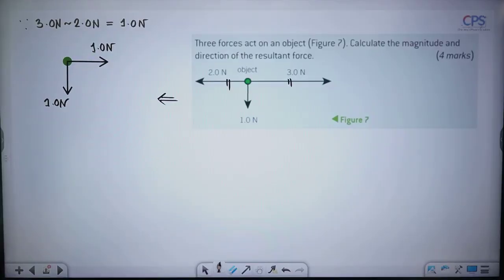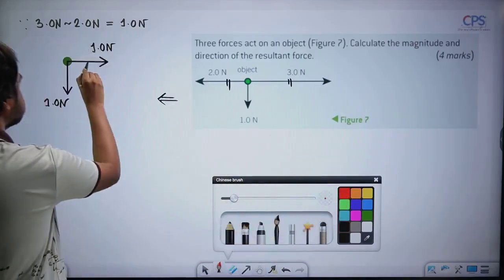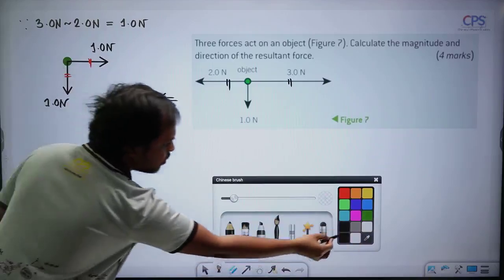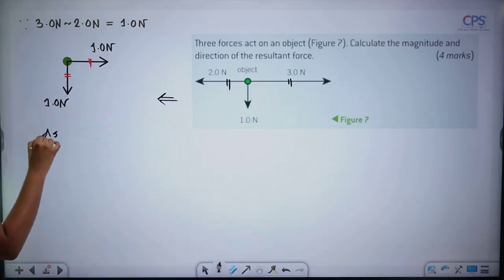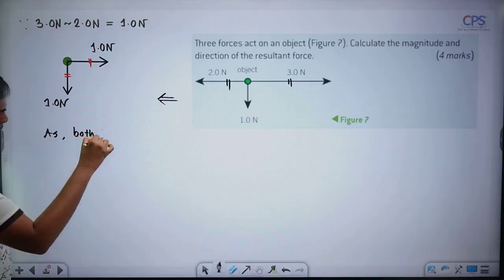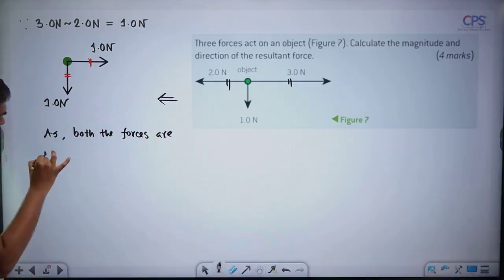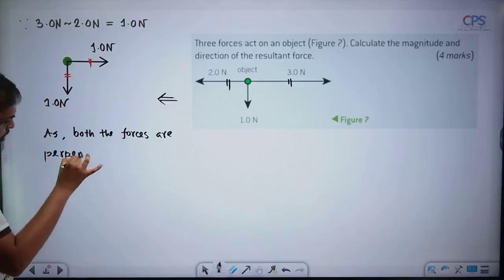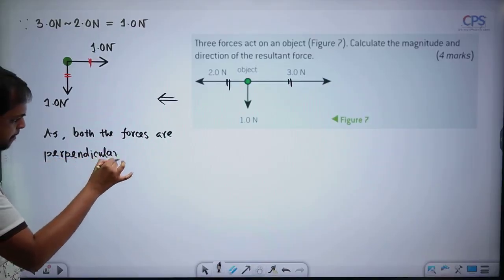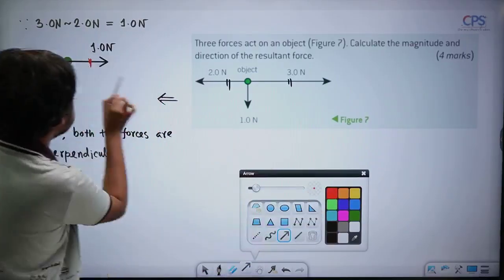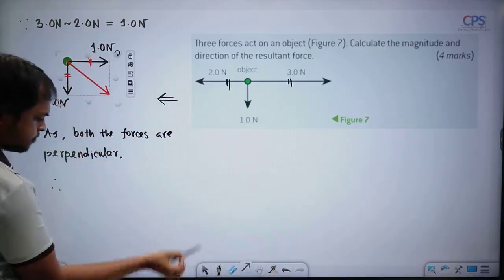Now we need to calculate the resultant force. This is very easy right now. There are 2 vectors which are perpendicular, so both the forces are perpendicular, and the resultant will be in this direction.